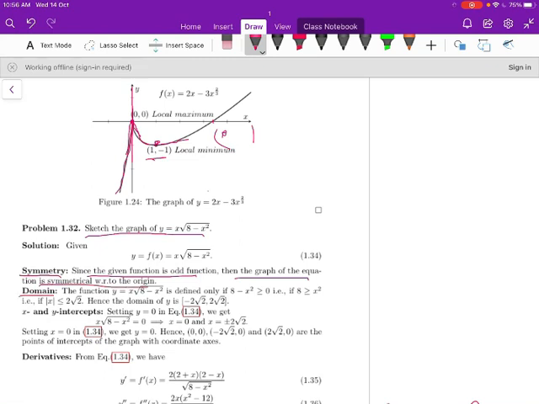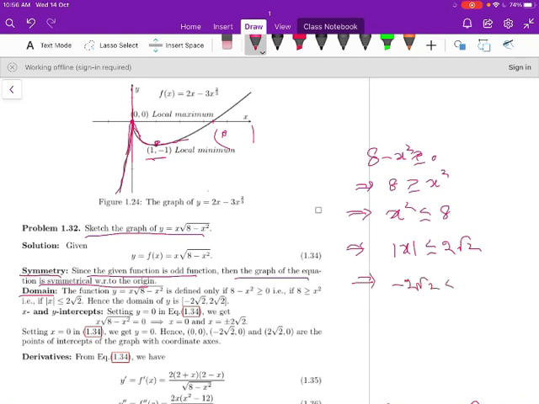We'll move to the domain. The given function is defined only if 8 minus x square is 0 or positive. This implies 8 is greater than or equal to x square, so x square is less than or equal to 8. This implies mod x is less than or equal to 2 root 2. When you remove the mod, x lies between minus 2 root 2 and plus 2 root 2.